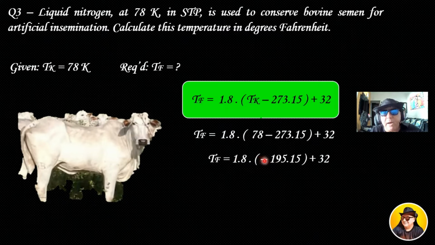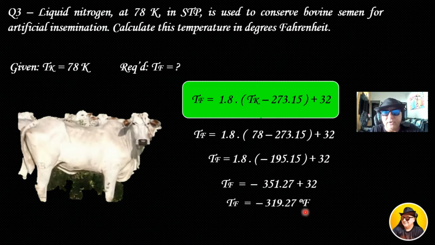Remember, plus and minus is minus. So 1.8 times 195.15 is minus 351.27 plus 32. They have different signs. So we have to subtract and give the sign of the largest number. All right. So the result is the TF temperature equivalent to 78 Kelvin is minus 319.27 degrees Fahrenheit. All right. Is it okay?